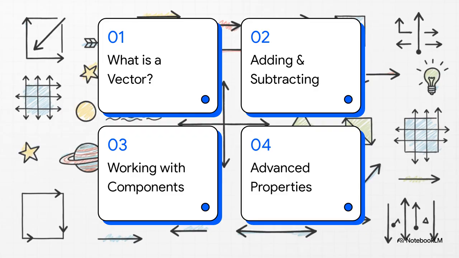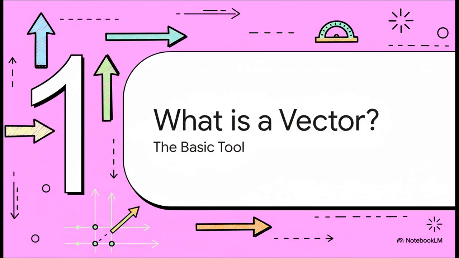So here's our game plan. First, we'll nail down the basics of what a vector is. Then we'll get into adding and subtracting them. After that, I'll show you a real pro-level technique using components. And finally, we'll cover some advanced properties to really round out your toolkit. Let's jump right in. All right, first up, what exactly is a vector?